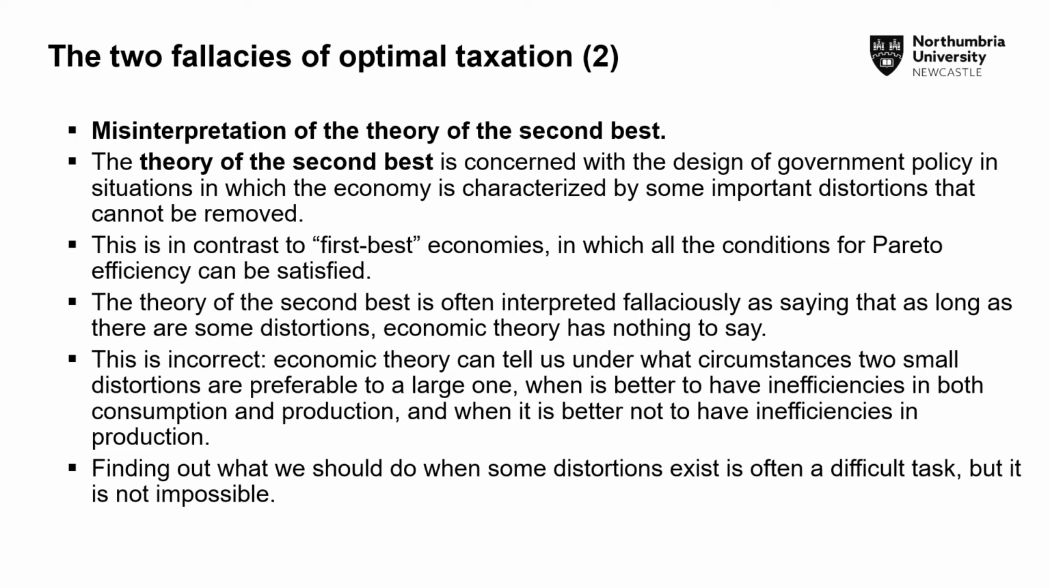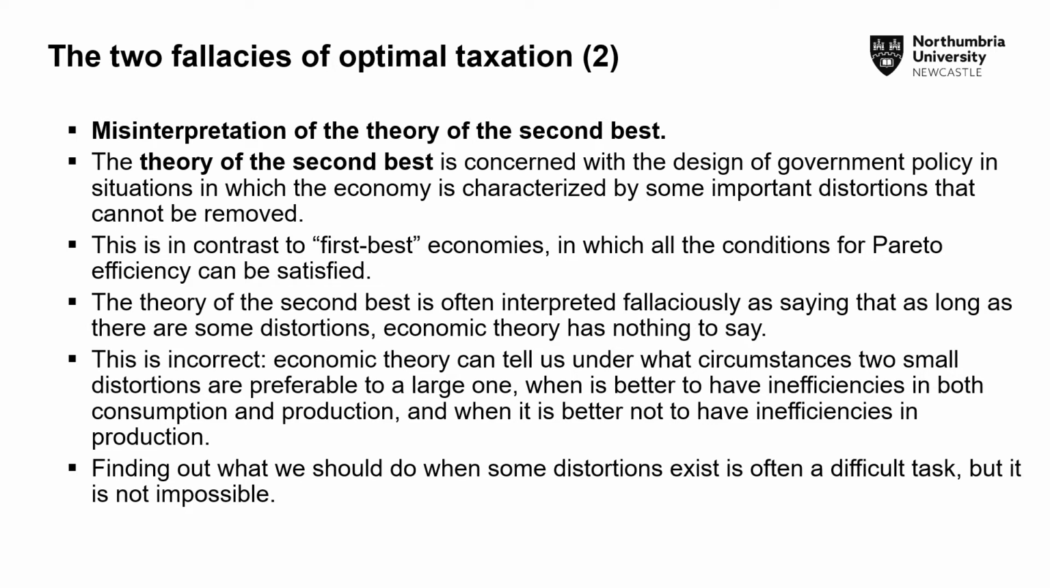Now, the problem with the theory of second best is that it's often interpreted fallaciously as stating that as long as there are some distortions, economic theory has nothing to say. In other words, if there are distortions, we cannot do anything about them. This is not correct because economic theory tells us under what circumstances two small distortions are preferable to a large one. In other words, when is it better to have inefficiency in both consumption and production, and when is it better not to have inefficiencies in production?